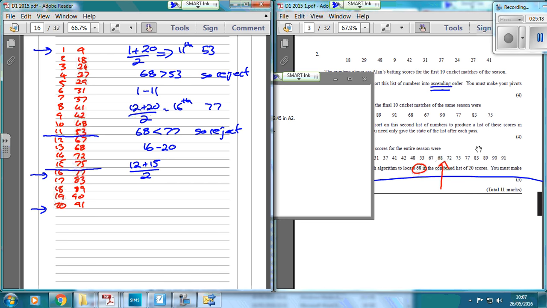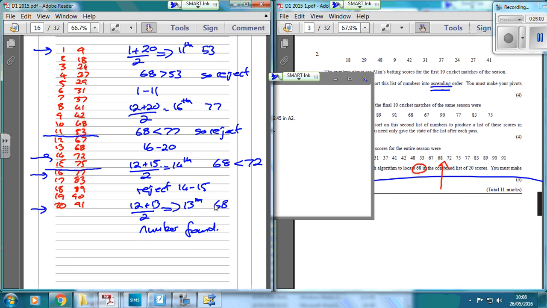So 12 plus 15 divided by 2, which is the 14th piece of data, which is 72. So we say that 68 is less than 72. So we reject 14 to 15. So we're left with 12 and 13. So 12 plus 13 divided by 2 goes to the 13th piece of data, which is 68. And then we say number found.